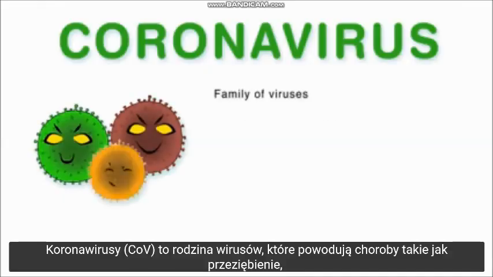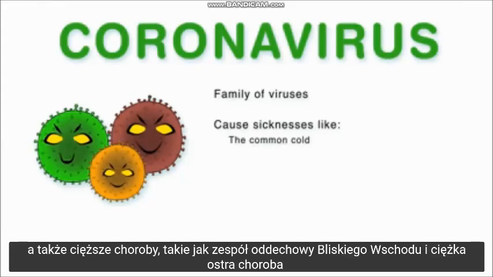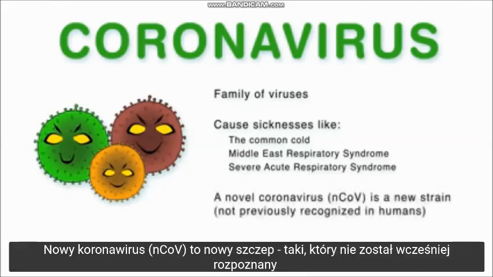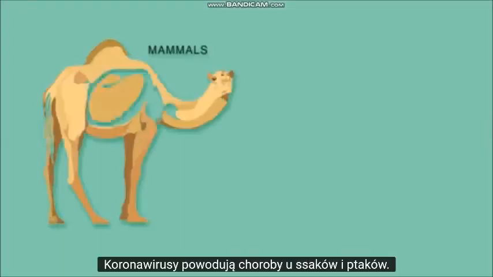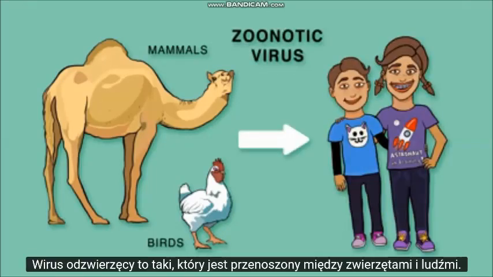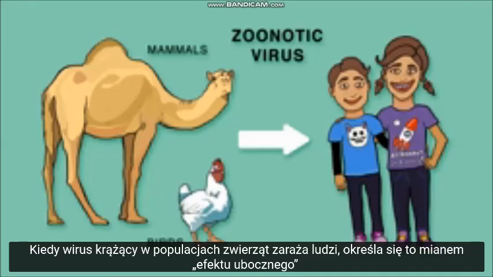Coronaviruses are a family of viruses that cause sicknesses like the common cold, as well as more severe diseases such as Middle East Respiratory Syndrome or Severe Acute Respiratory Syndrome. A novel coronavirus is a new strain, one that has not previously been recognized in humans. Coronaviruses cause diseases in mammals and birds. A zoonotic virus is one that is transmitted between animals and people. When a virus circulating in animal populations infects people, this is termed a spillover event.